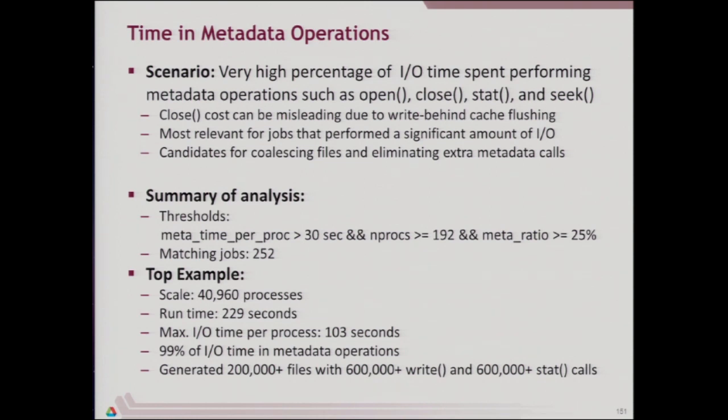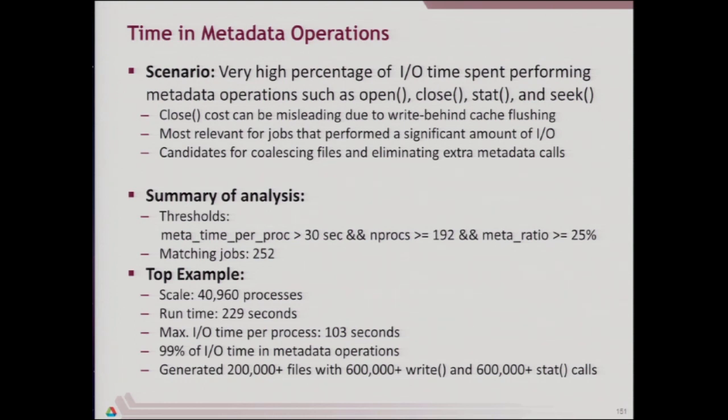Okay, so the threshold here. If you spend more than 30 seconds per process, and again, these are thousands of processes, so that adds up to be a lot of time globally. If it's a small job doing metadata, we're not going to worry about that because there's not much we can do about that. But bigger jobs, where it adds up to more than a quarter of the runtime. Now, gosh, that's a lot of conditions. 252 process threshold, 252 jobs match that condition.